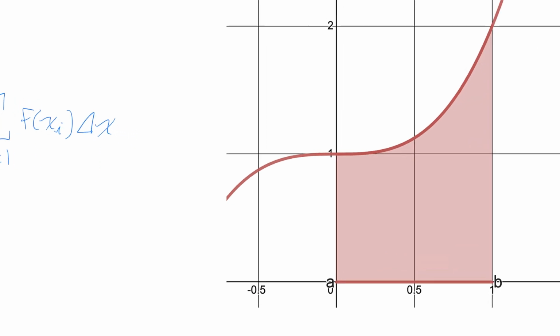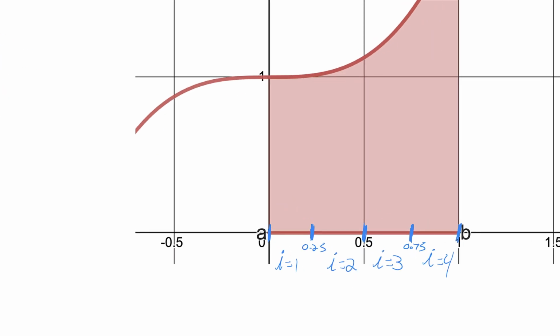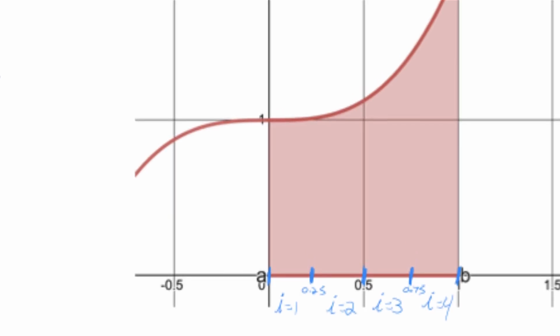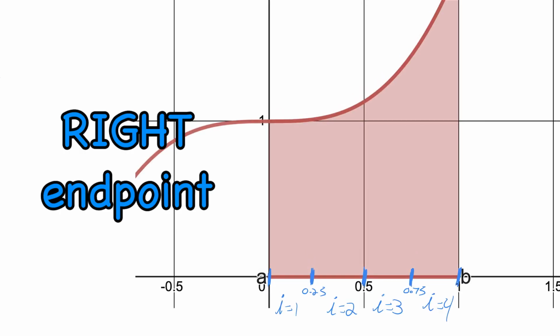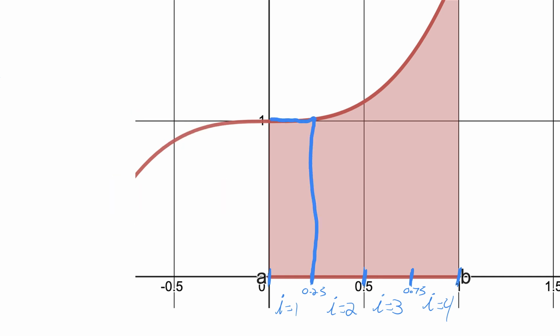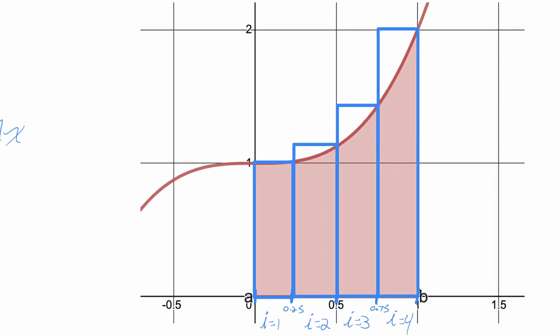So let me start by doing that. Maybe I'll break this area up into just 4 intervals just for simplicity's sake. So I've got interval 1, 2, 3, and 4. And within each interval, I'm going to create a rectangle that is going to help me approximate the area under this curve. And I'm going to use the right endpoint of each of these intervals to give me the height of the rectangle I'm going to draw. There we go, I've drawn the 4 rectangles.